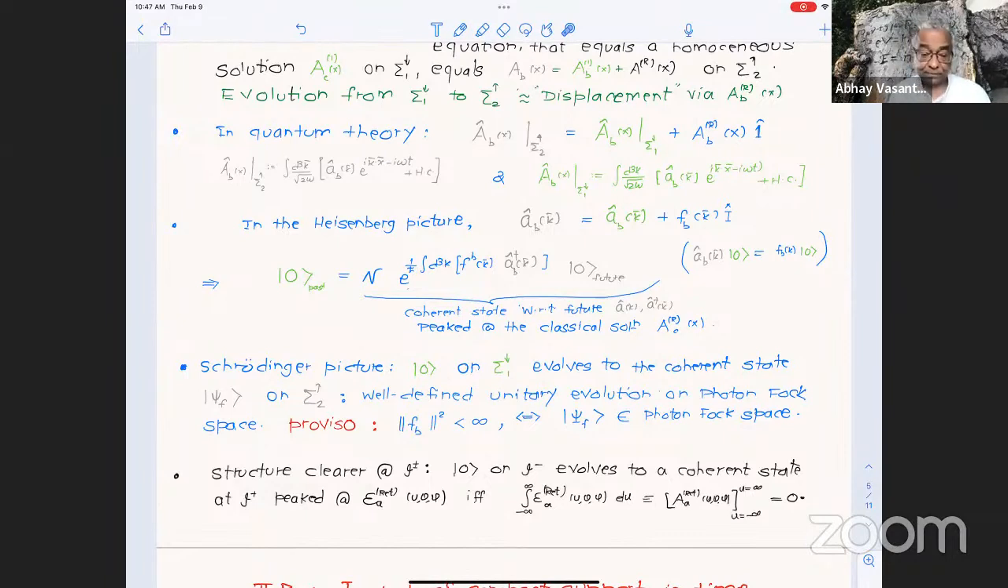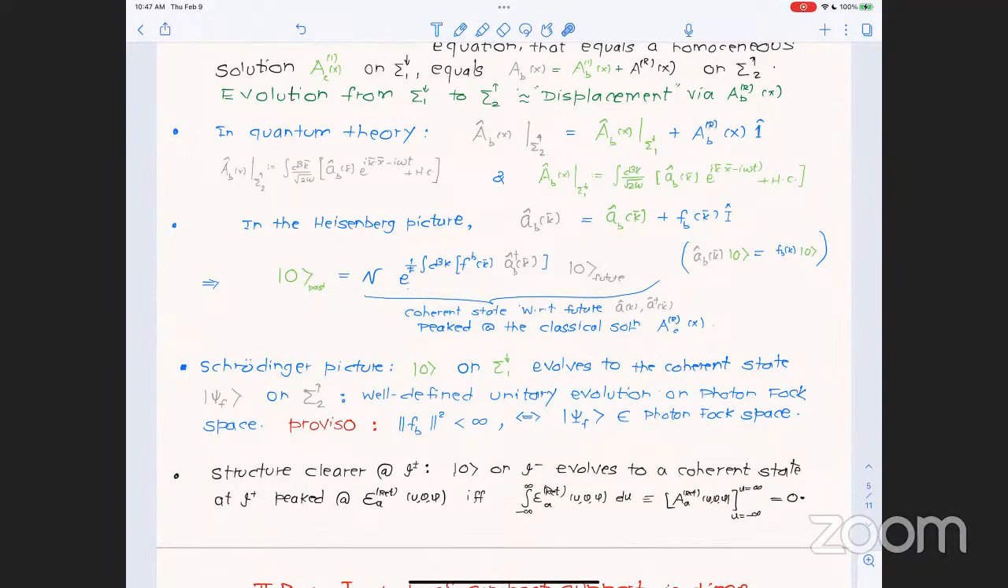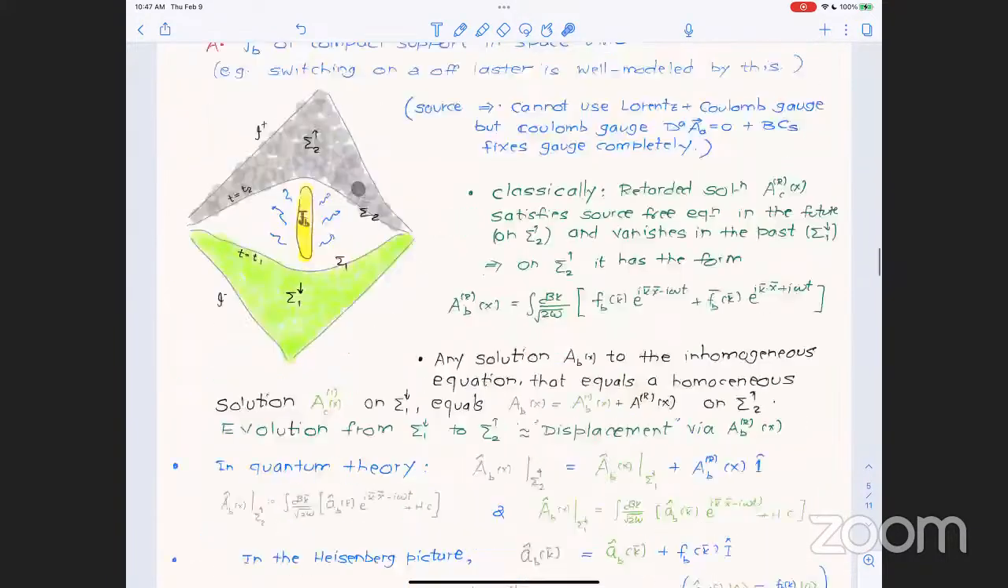Question, please. It seems surprising that wherever the source is, you always end up in a coherent state, not any other more complicated state. Is there a simple way of understanding that?